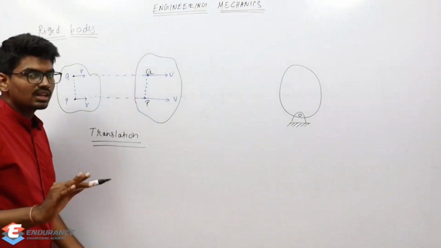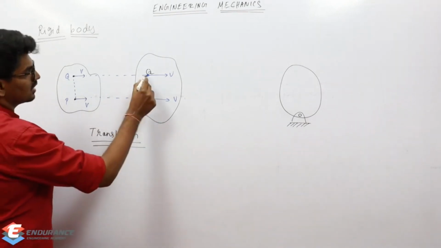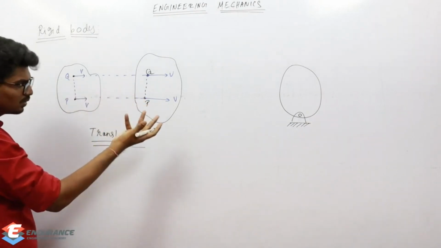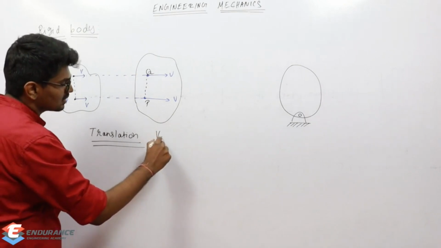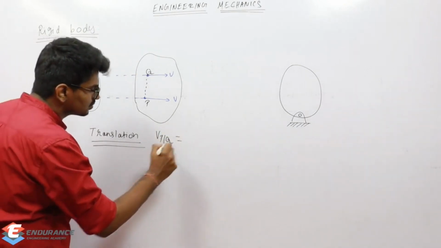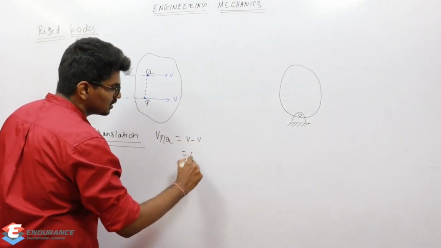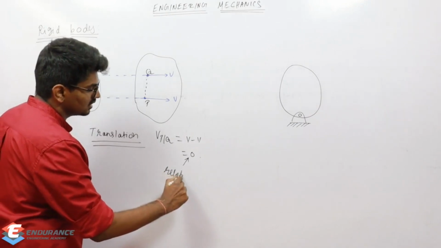Now what about the relative velocity perpendicular to the line joining? You can check the velocity of Q and the velocity of P; both remain the same, there is no change. So what will be the velocity of P with respect to Q? It is also moving at V, it is also moving at V, so V minus V is going to be 0. So the relative velocity was 0.